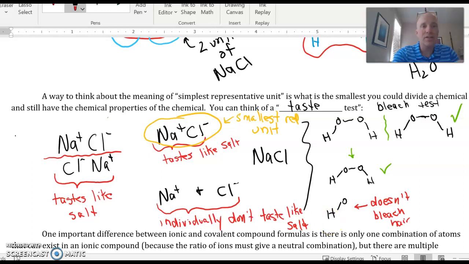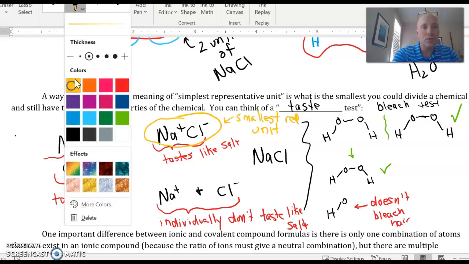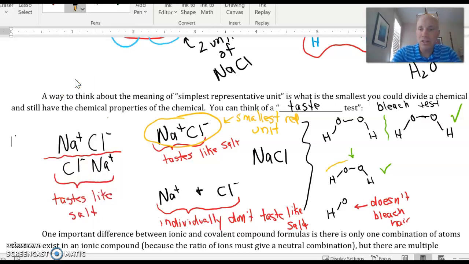So what defines the simplest representative unit of hydrogen peroxide? It would be this bit of it right here. You need this unit of hydrogen, single bonded to oxygen, single bonded to another oxygen, single bonded to a hydrogen. That is the minimum part that is required to be hydrogen peroxide.